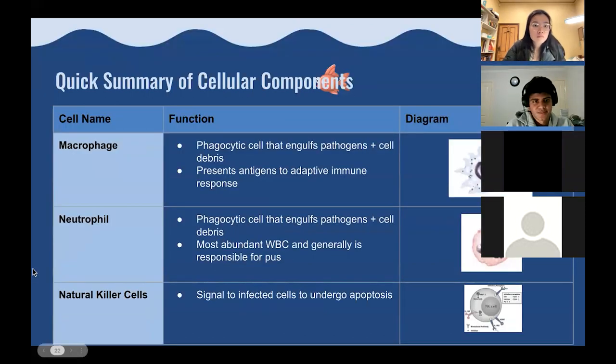Okay, so strategies for control. That's what we're going to be talking about.